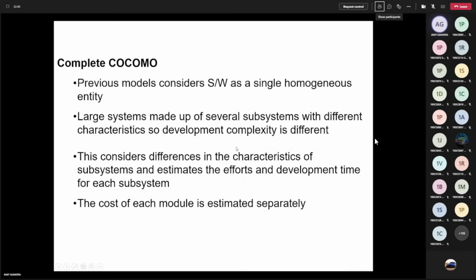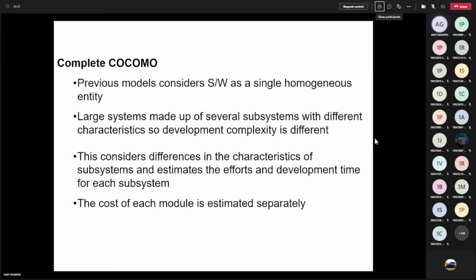And then we have the complete COCOMO. Instead of considering software as a single homogeneous entity, we can consider the system as made up of several subsystems. And then for all the subsystems, we can separately apply the basic COCOMO model, and then we can refine that value by assigning 15 parameters for all these submodules separately. And then we can refine that cost, and then you put everything together, and it will make the overall cost of the software. So this is nothing but your complete COCOMO, constructive cost model.